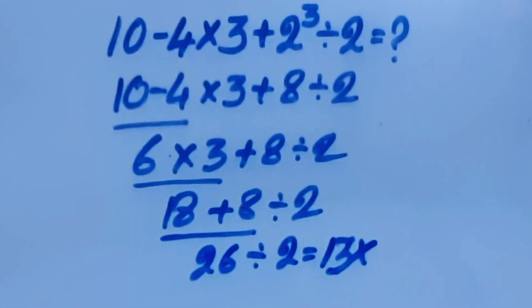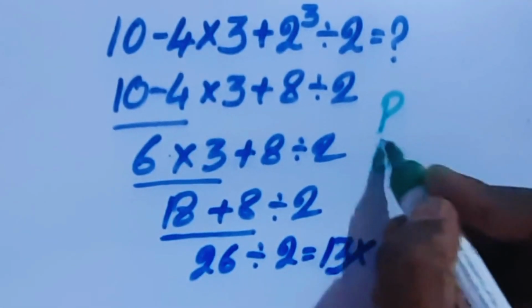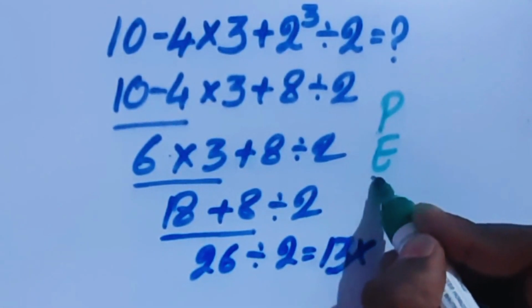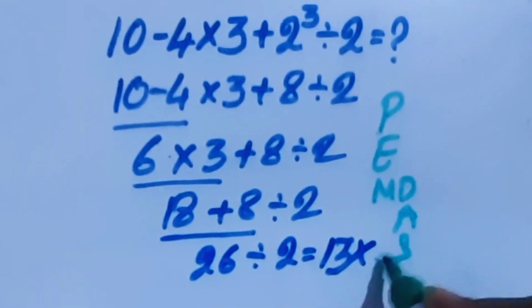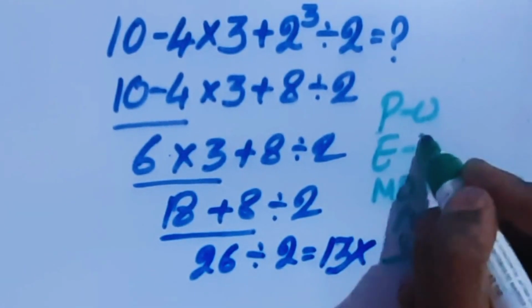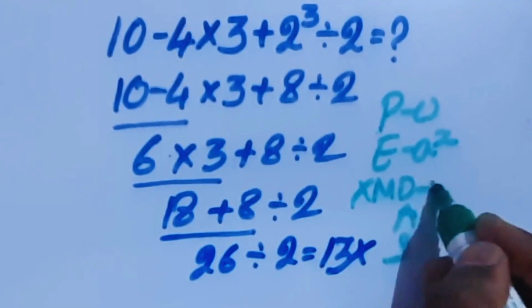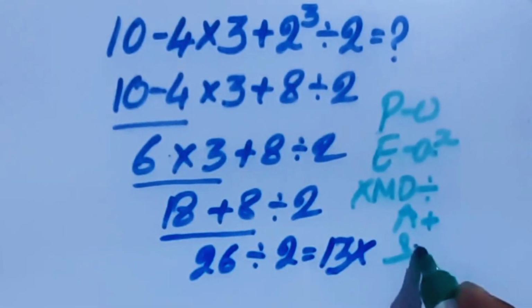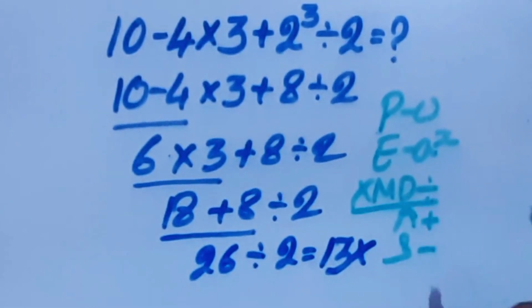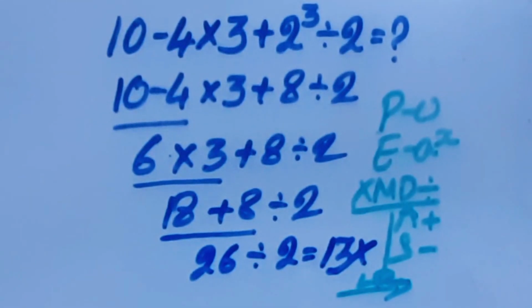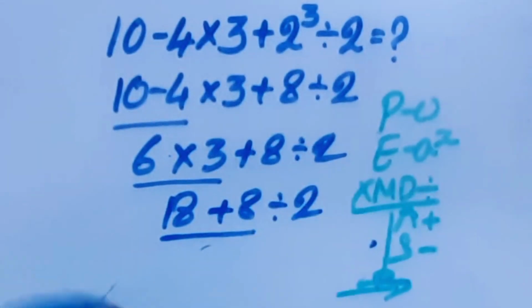As per the order of operations, PEMDAS, this 13 is the wrong answer. Here we are going to introduce that PEMDAS rule from order of operations. PEMDAS: P is bracket, E is exponent, M stands for multiplication, D stands for division, A stands for addition, S stands for subtraction. Multiplication and division are equal priority, and addition and subtraction are equal priority. For equal priority we are going to follow another rule called left to right in the problem. Now we are going to solve this problem in the correct way by using the order of operations PEMDAS.